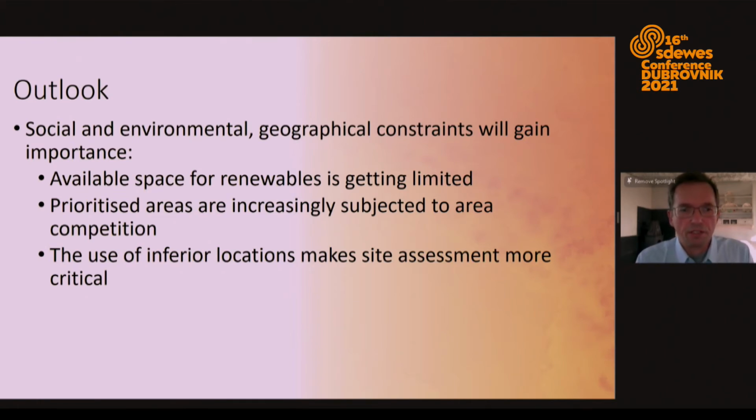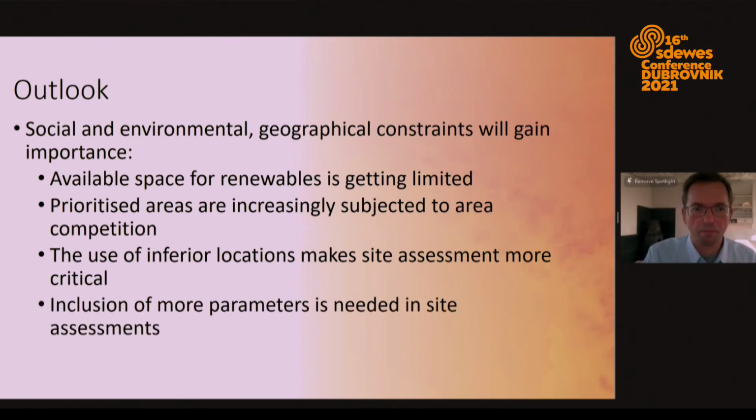What we see often as a result is that because the best locations for wind energy are no longer available or disputed, we use inferior locations. And this makes site assessment more critical. We've seen that with wind energy, that we've gone from simple wind atlas prognosis to CFD modeling, for example, to be able to assess the higher uncertainty that comes to a location. So we need more parameters to include when we do site assessment, and that is basically true for all the different technologies that we speak of.